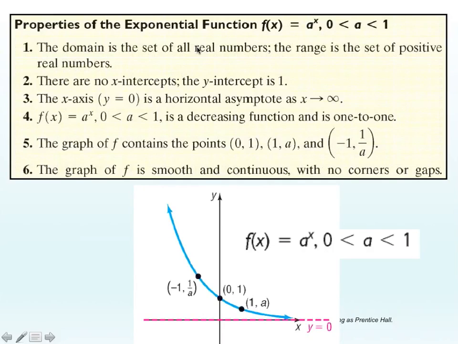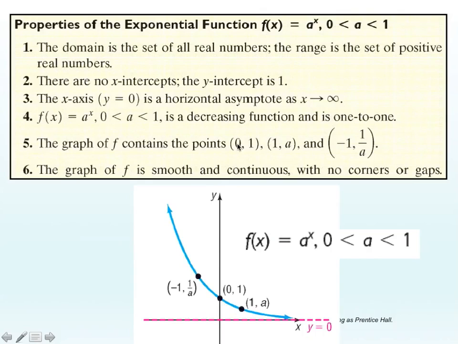But we also have a set of properties that we can use so that we don't have to always be flipping this around, which would be the function f of x equals a to the x, where a is a fraction between 0 and 1. So the domain is still going to be all real numbers, range is going to be all positives, there aren't any x-intercepts, the y-intercept is the same, it's just 1. We have the same horizontal asymptote, but the big different thing here is that we have now a decreasing function that's 1 to 1 instead of an increasing function.